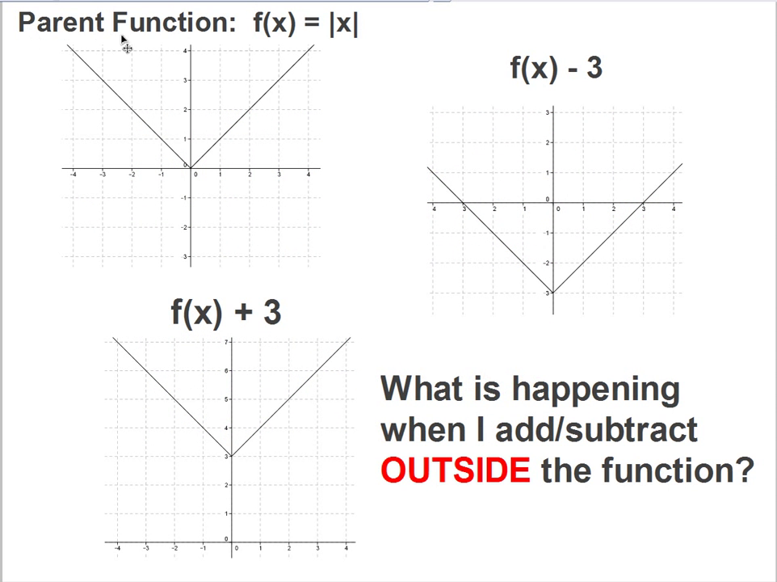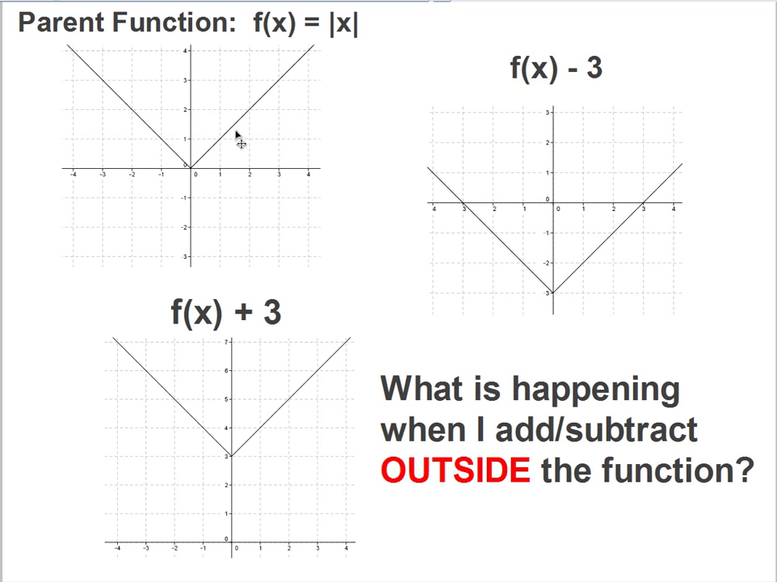So we're going to start off with something called the parent function. A parent function is the graph where we start. So I'm going to start with a graph f of x equals the absolute value of x. So just so that you know where this graph is coming from, the absolute value of 0 is 0, the absolute value of 1 is 1, the absolute value of 2 is 2, 3 is 3, right? But the absolute value of negative 1 is 1, the absolute value of negative 2 is 2, negative 3 becomes a 3, and so on. So that's why our graph looks like a V.